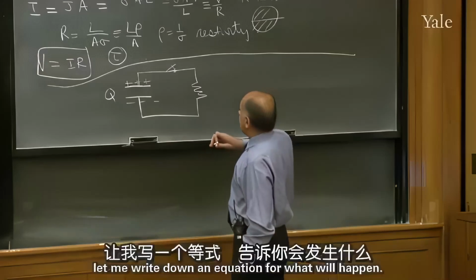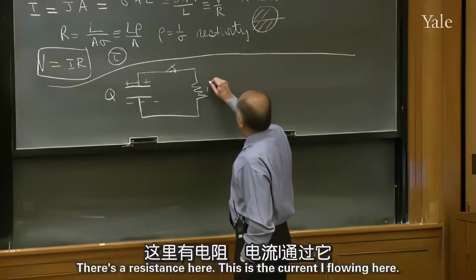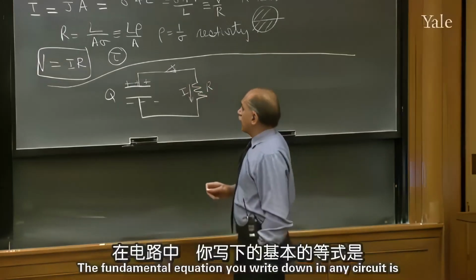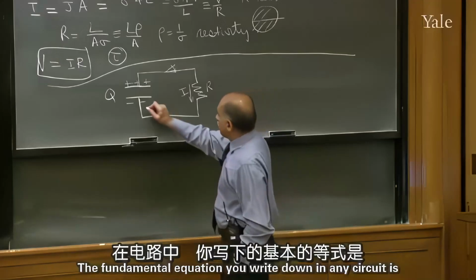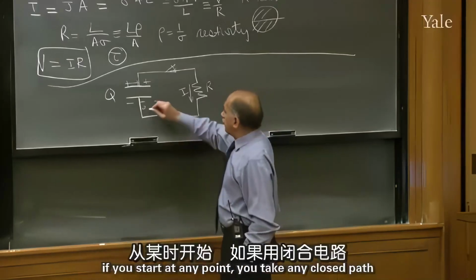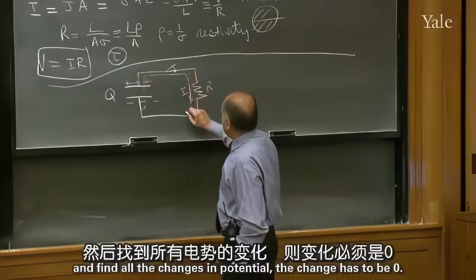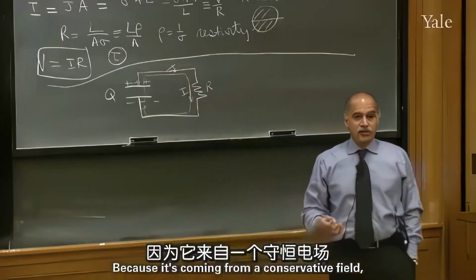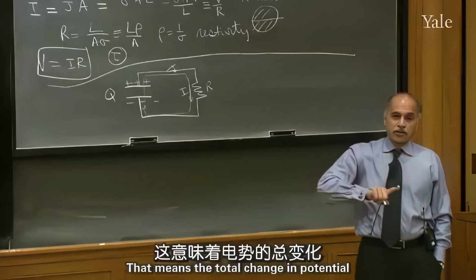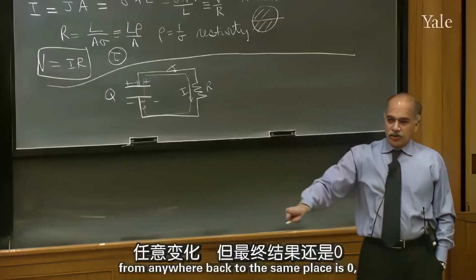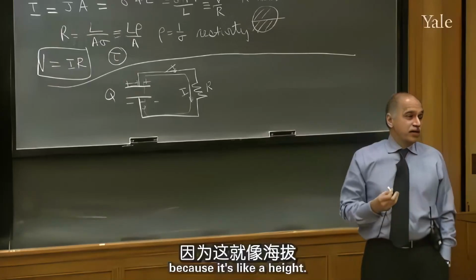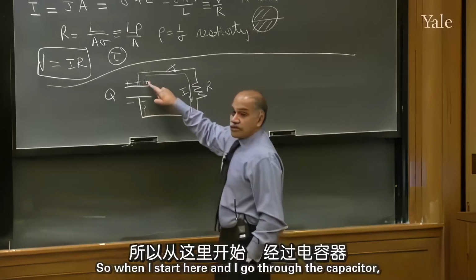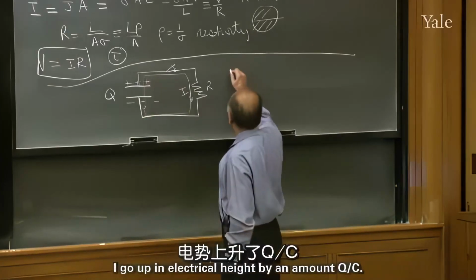So when I close the switch, let me write down an equation for what will happen. There's a resistance here. There's a current I flowing here. The fundamental equation you write down in any circuit is, if you take any closed path and find all the changes in potential, the change has to be 0. That's because it's coming from a conservative field, the integral of the electric field on a loop is 0. That means the total change in potential from anywhere back to the same place is 0, because it's like a height. So when I start here and I go through the capacitor, I go up in electrical height by an amount Q over C.